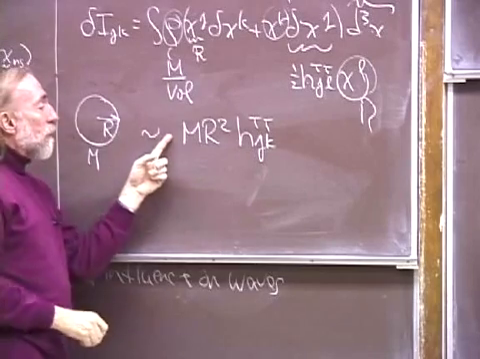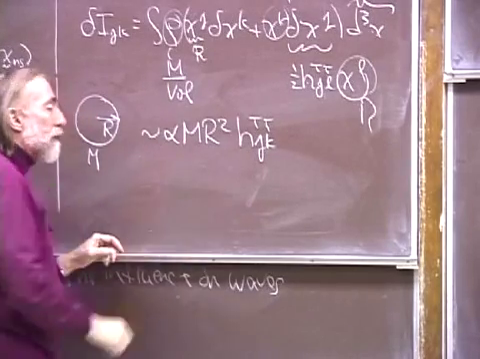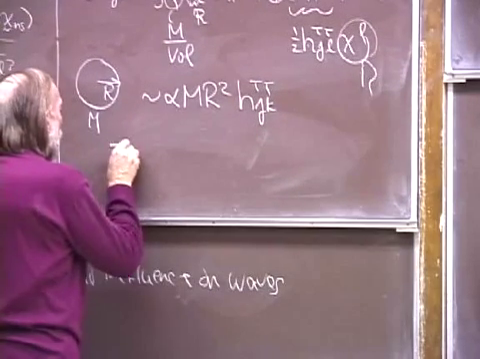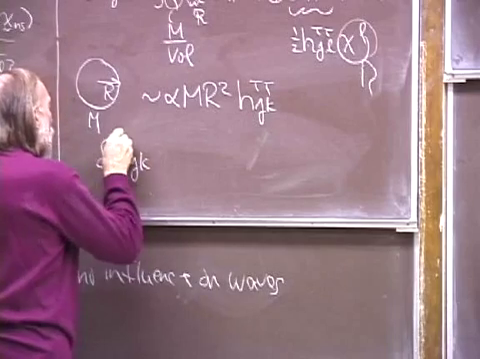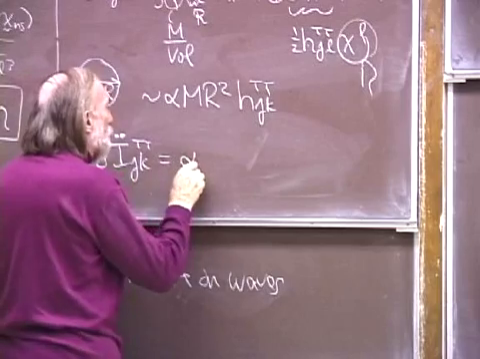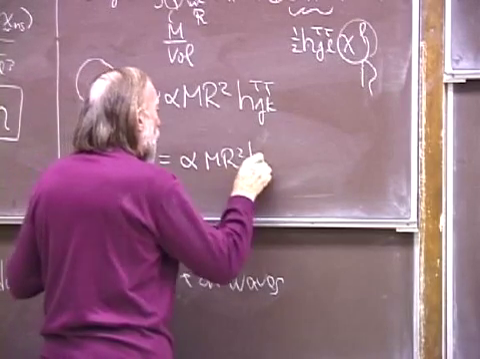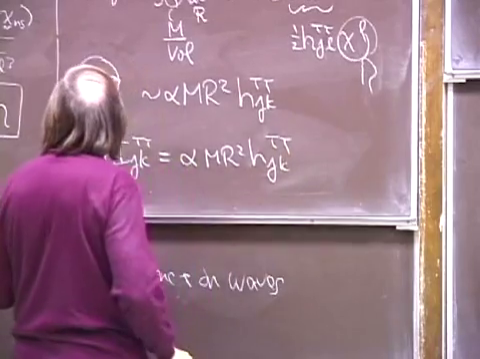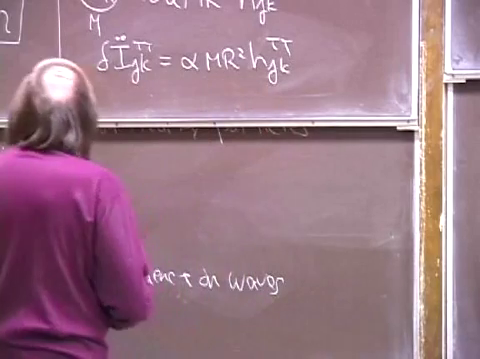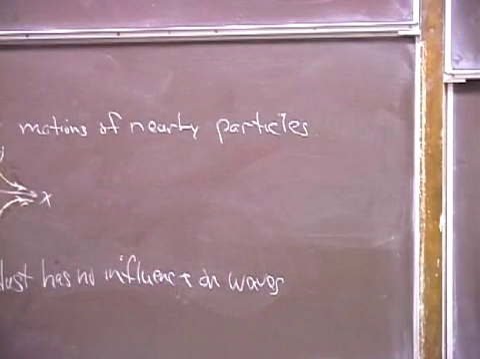With some coefficient, which I'll call alpha, that is of order unity, that just depends, in fact, on the details of the eigenfunctions of the normal modes of oscillation of the neutron star. So the second time derivative of I_jk transverse traceless is going to be some alpha m r squared h_jk transverse traceless. So I can feed that back into the wave equation, and once again I get on the right-hand side a term that is proportional to the gravitational wave field itself.